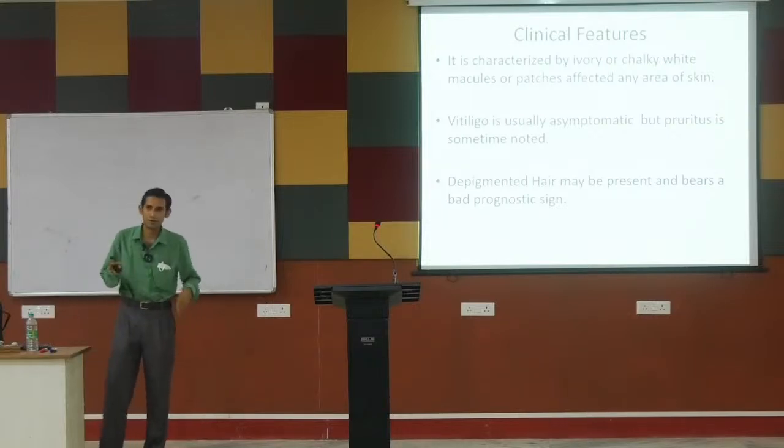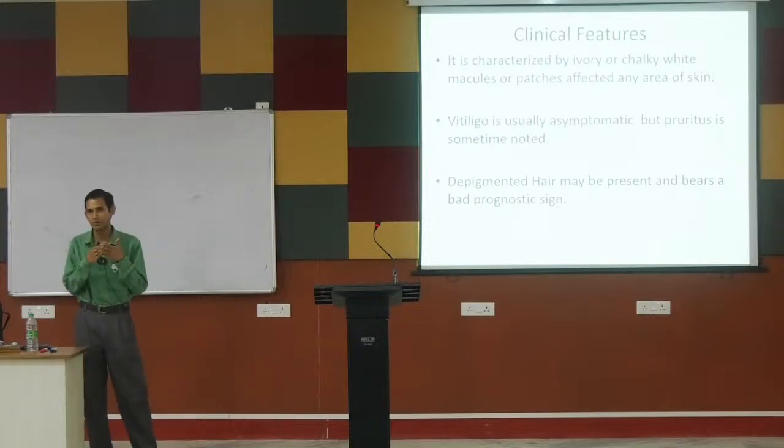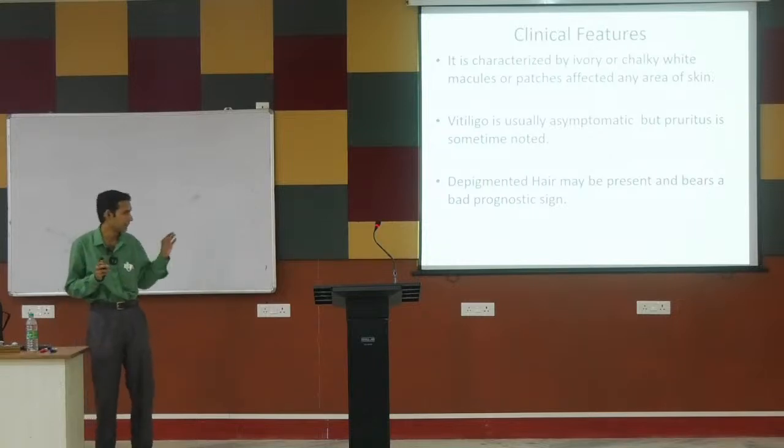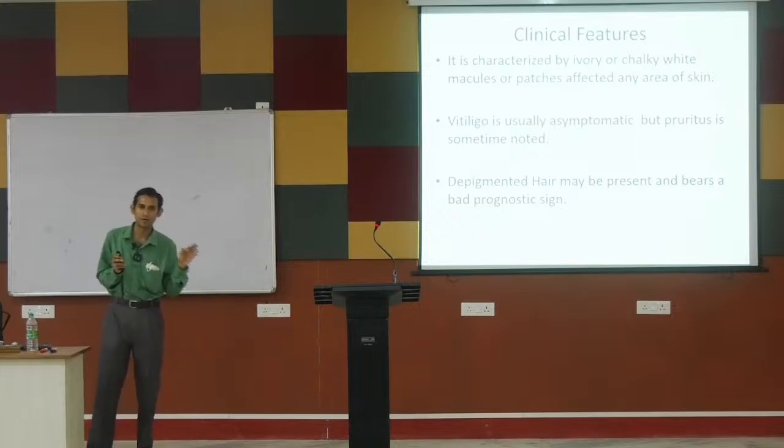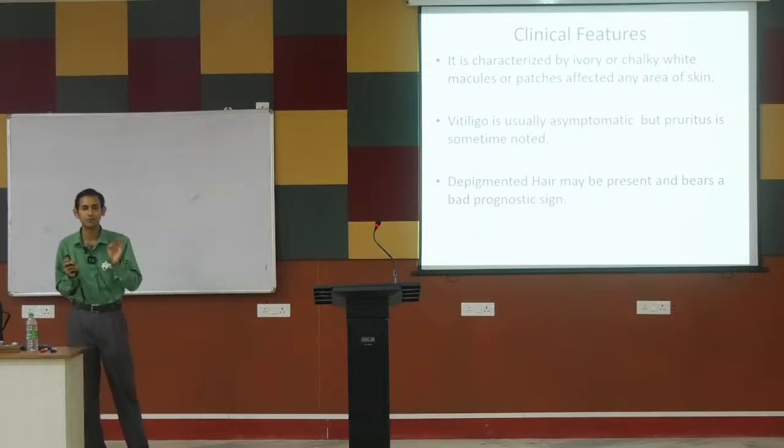So mostly you will find depigmented macules and patches. It can affect any part of the body, usually asymptomatic. Usually there are no symptoms, but sometimes the patient may complain of itching, and depigmented hair may be found, which is also known as leukotrichia, and this leukotrichia is usually a poor prognostic factor for the treatment.